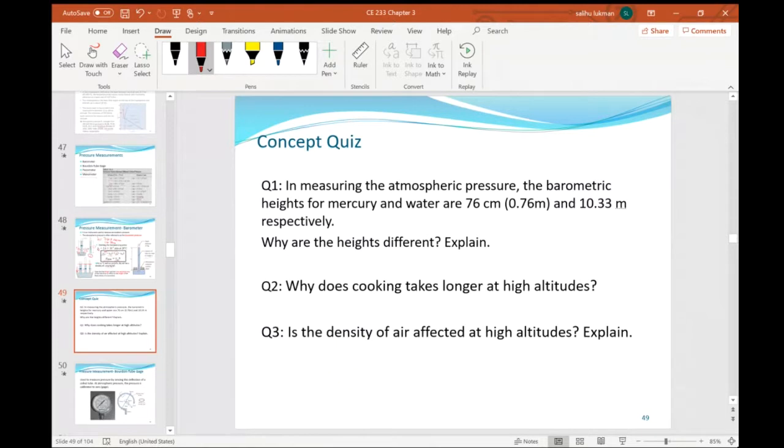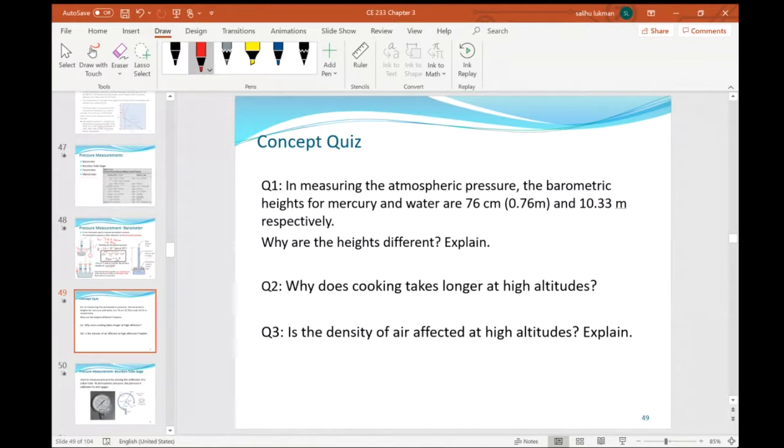Now, concept quiz. Measuring the atmospheric pressure, the barometric heights for mercury and water are 76 centimeter, which is 760 millimeter or 0.76 meter, and 10.33 meter respectively. Why are the heights different? Explain. I just finished explaining.